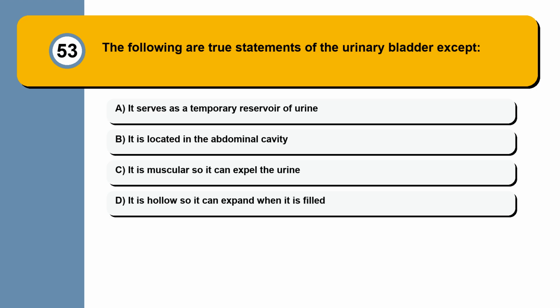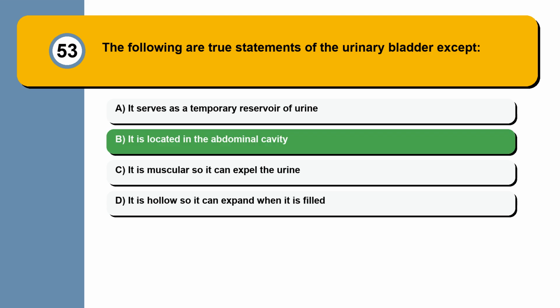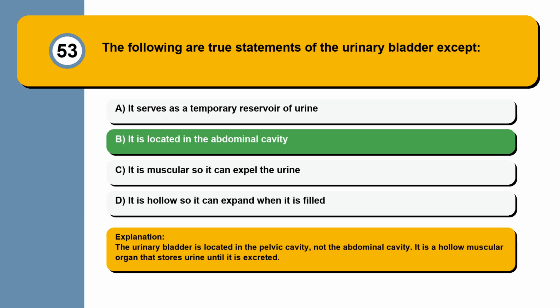Question 53. The following are true statements of the urinary bladder except. Here are your options. Option A. It serves as a temporary reservoir of urine. Option B. It is located in the abdominal cavity. Option C. It is muscular so it can expel the urine. Option D. It is hollow so it can expand when it is filled. The correct answer is option B. It is located in the abdominal cavity. Explanation. The urinary bladder is located in the pelvic cavity, not the abdominal cavity. It is a hollow muscular organ that stores urine until it is excreted.